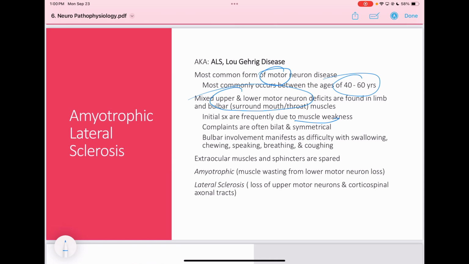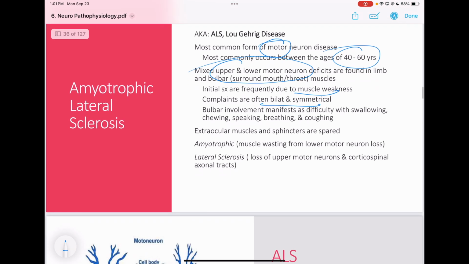So the symptoms of ALS depend on what nerves are involved. If it's the nerves of the mouth and the breathing, then you're going to have problems breathing, and you're worried about airway support. If it's the muscles of the legs, then you're not going to be able to walk, and so on and so forth. So it depends on where you're having these problems. Complaints are often bilateral and symmetrical. Bulbar involvement manifests as swallowing, chewing, breathing, all those problems. Extraocular muscles and sphincters are spared.